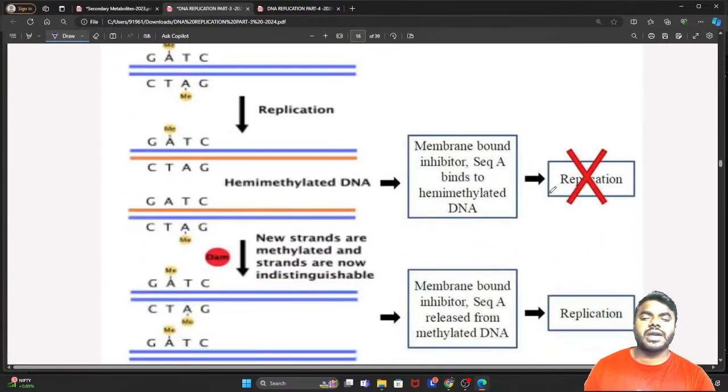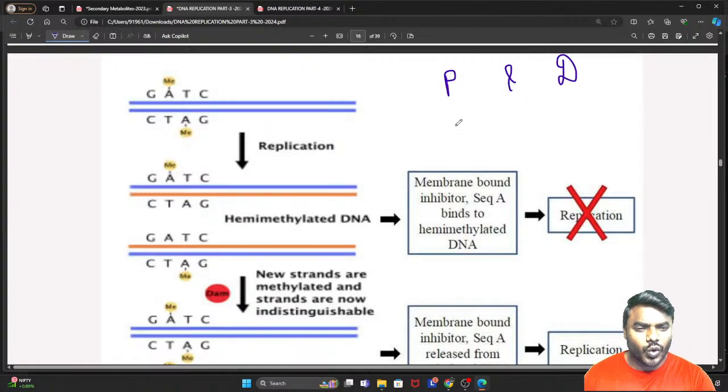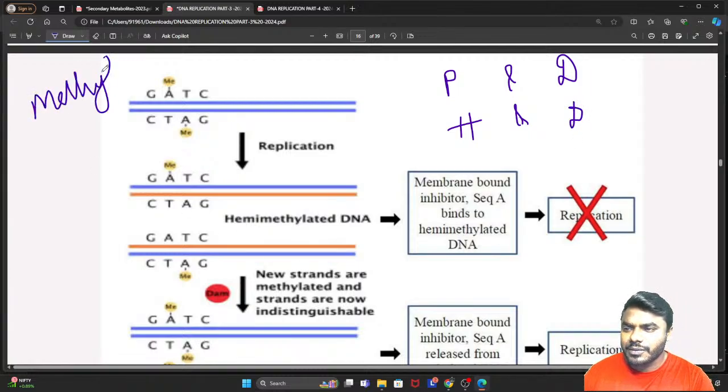Now the question is super clear. How can we differentiate between the parent strand and daughter strand, or light strand and heavy strand? How can I differentiate? What is the mechanism of differentiating this? Every student understand the point. The difference is methylation. Everyone use the brain. I'll explain twice. Just try to understand me correctly.